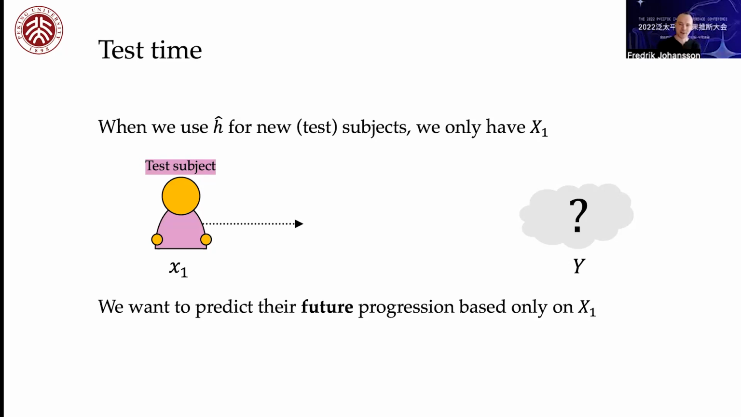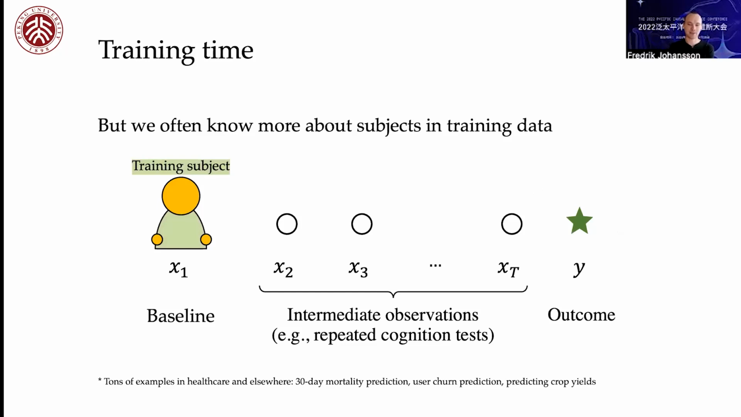But what I want to talk about today is that at training time, if Y is in the future, if Y is some time separated from X1, it's very likely that we have more information collected along the way. We might have a scenario like this, where a training subject shows up at a clinic, we follow them for, say, 4 years, and then after 4 years, we make a note of the outcome of their progression or of their treatment effect.